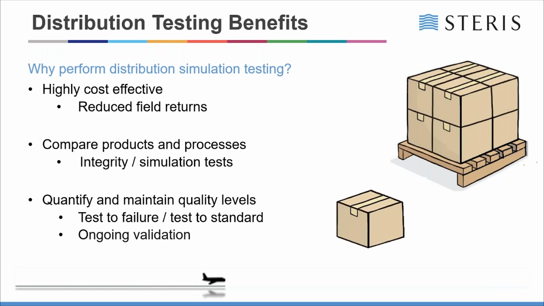Some companies still do this type of testing, which would be lane verification, more so on the pharmaceutical side than the medical device side. Again, the distribution testing itself is very cost effective because you only have a very limited number of packages to test, and it results in reduced field returns, reduced damaged product, and you can compare products and processes. If you make a change to your packaging, you can easily assess it by doing a number of very quick tests.